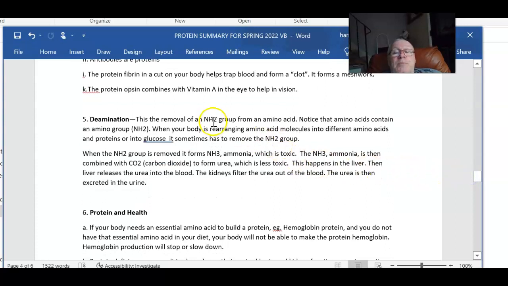So let's go back down here. Deamination. Removal of the NH2 group. That's done a lot of times. For example, let's say you have a lot of the amino acid glycine in your body and you want to convert it to another amino acid.